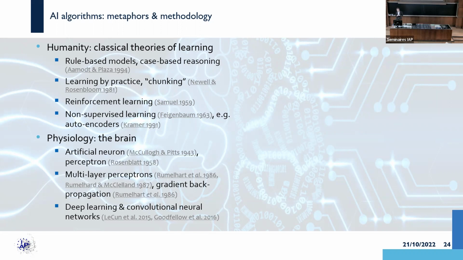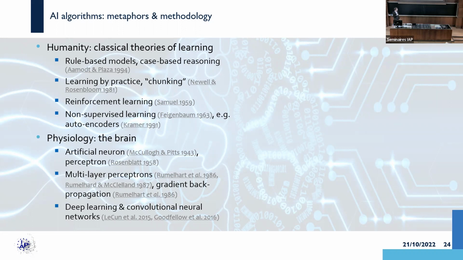Analogies also with the functioning of the brain. So for instance, the artificial neuron or the perceptron that started fairly early in the 1940s and 1950s. But then adding more and more layers of these artificial neurons, that's the multi-layer perceptrons, notions of gradient backpropagation, etc. And now, of course, the very popular and fashionable deep learning and convolutional neural networks, which are a very big part now of artificial intelligence.